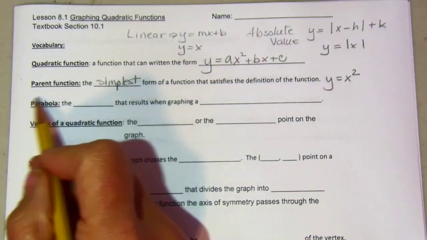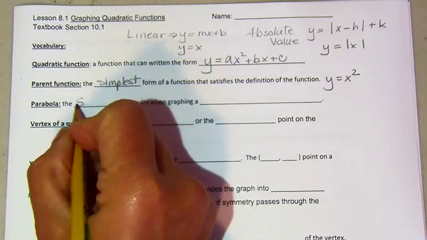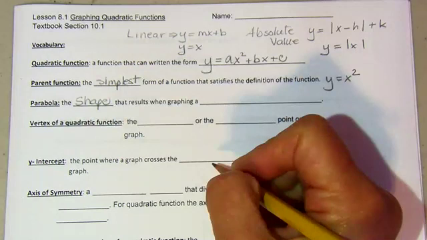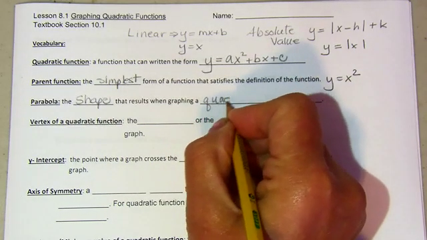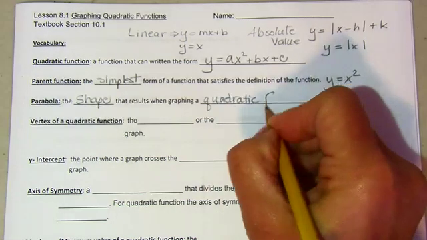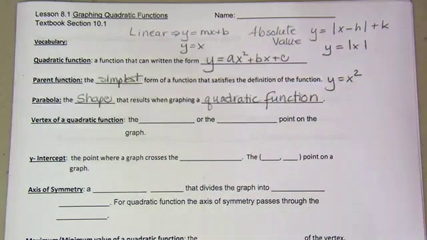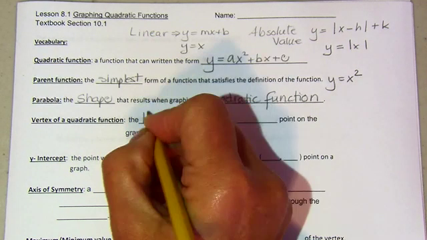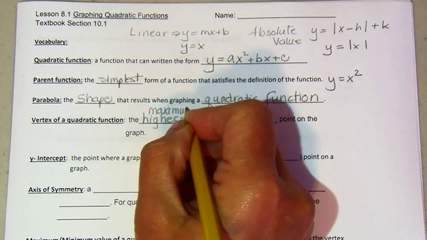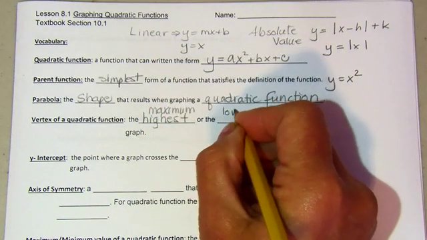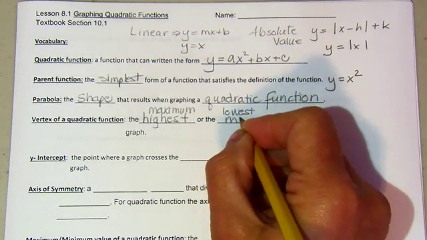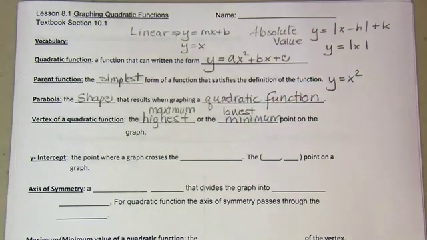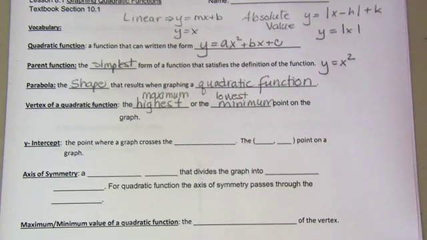Okay, here might be a new word. This is the word parabola. And parabola is the shape that results when graphing a quadratic function. And you're going to see what they look like. Okay, and then the vertex of a quadratic function is the highest, or sometimes we say maximum, or the lowest, or the minimum, point on the graph. Okay, and you'll see how that happens when we start graphing them too.